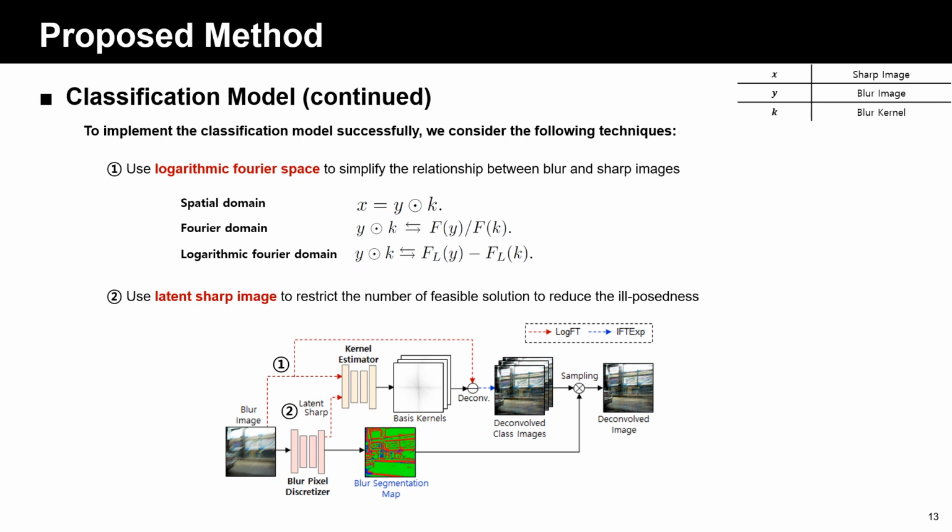The other technique is that we introduce the latent sharp image. There are many feasible kernel solutions due to its ill-posed nature. When we use a pair of input images, like blur and latent sharp images, it helps limit the number of feasible kernel solutions, making our kernel estimator training easier. So, we introduce an additional loss, directly optimizing the distance between this latent sharp image and the sharp image.